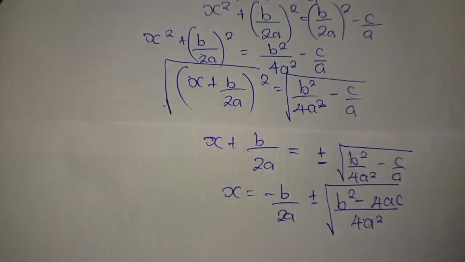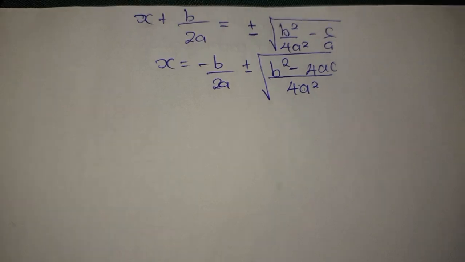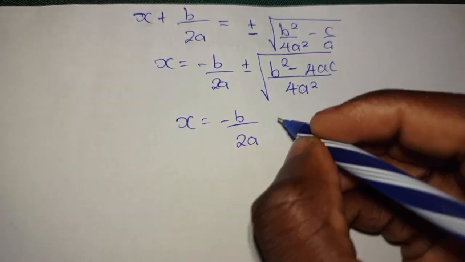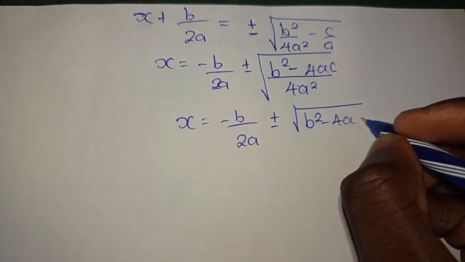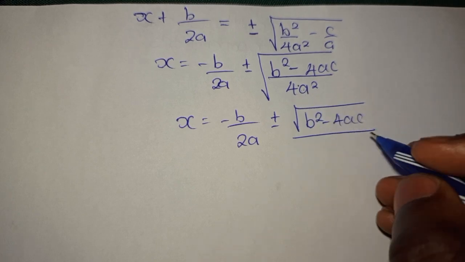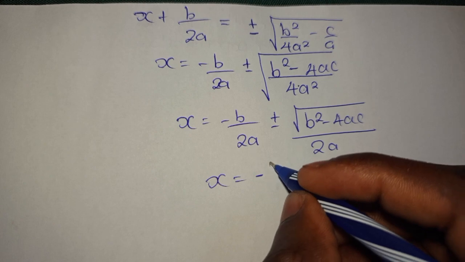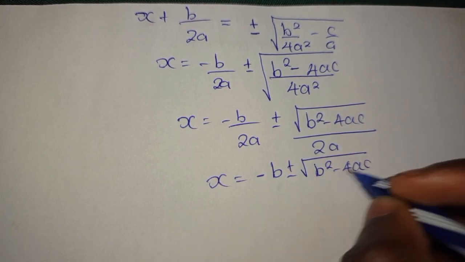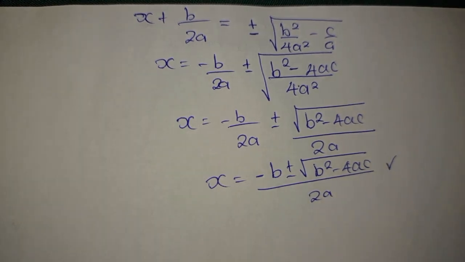Then you continue with your square, where we know for sure that now we can have x is equal to negative b over 2a, positive or negative. You know that this will basically give you b squared minus 4ac, where the square root of 4a squared is basically 2a. And 2a now has become common, so we can have negative b plus or minus the square root of b squared minus 4ac over 2a. So this is how we derive the quadratic formula.